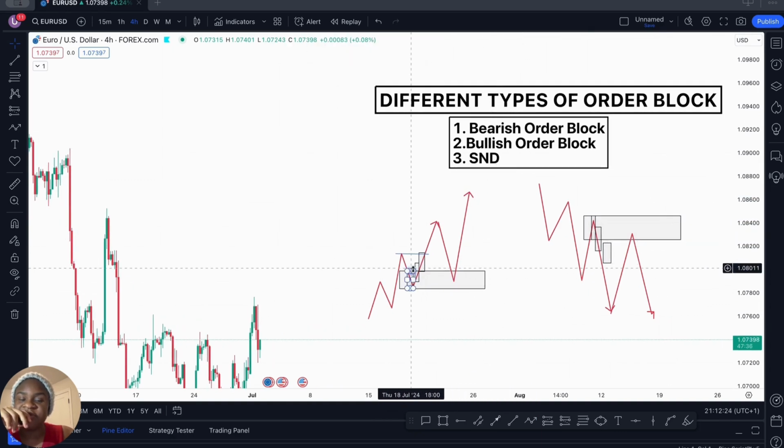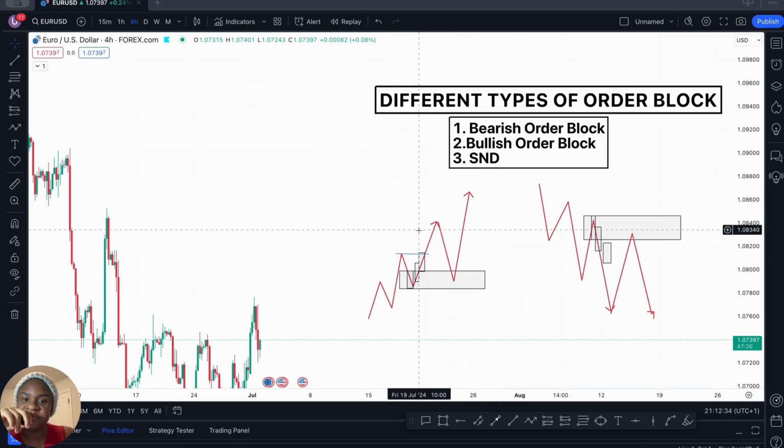But that's how you know a valid order block. When it creates a break of structure and it has a fair value gap, we know that yes, this will make it a valid order block. The last candle here before the impulse move took out liquidity on this upper end here, and also has a fair value gap. That is for a bullish order block.